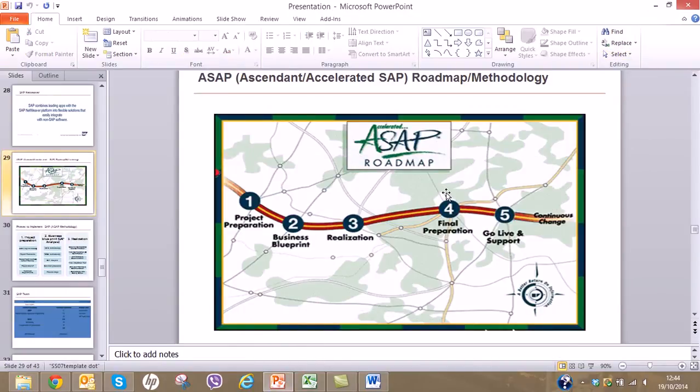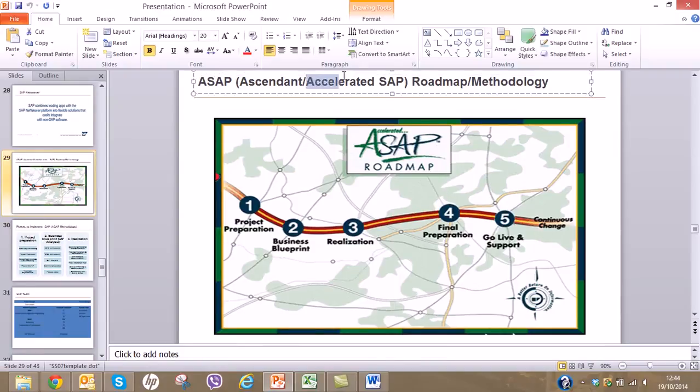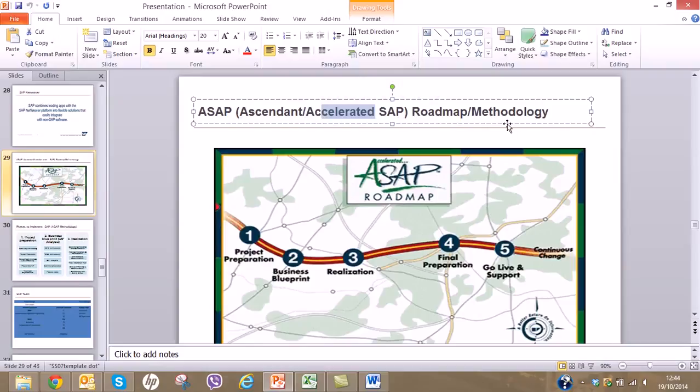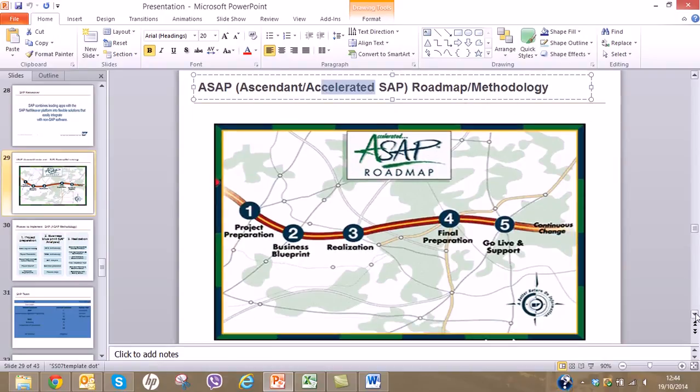Yesterday I gave you a little idea of what the SAP methodology is. Some people call this Ascendant SAP, or some people call this Accelerated SAP. As you can see here, accelerated or ascendant, it's a roadmap of 5 steps. The first step is project preparation, the second is business blueprint, the third is realization, the fourth is final preparation, and the fifth is go live and support.